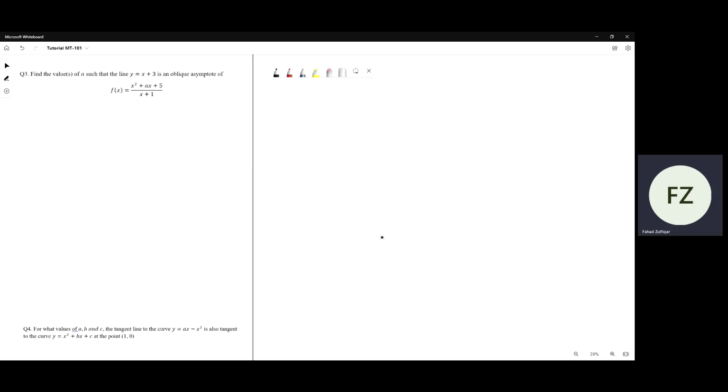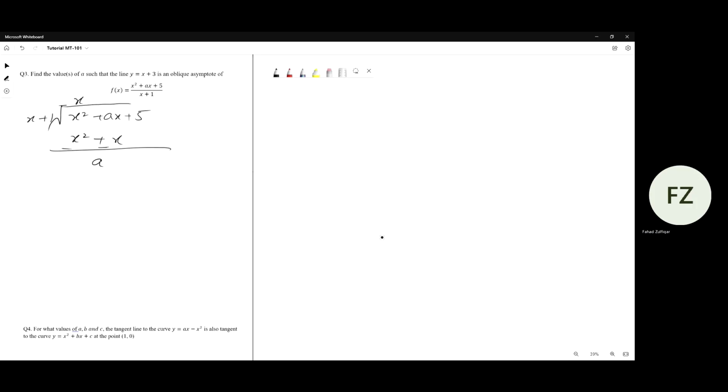In order to find it, we'll simply apply long division. For long division, we have to divide this function, x squared plus ax plus 5, by x plus 1. In order to cancel out this x squared with x squared, we'll multiply by x. This will give us x squared plus x. If we subtract this, this will cancel out, and we'll be left with a minus 1 into x plus 5.